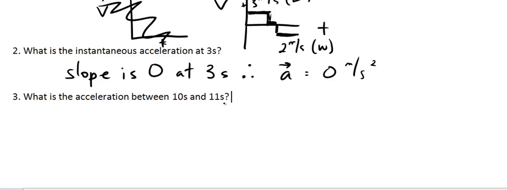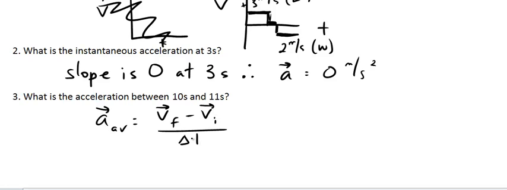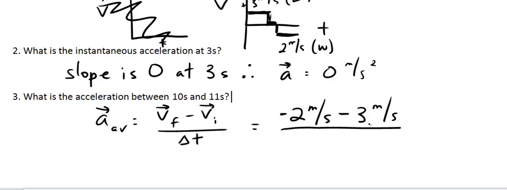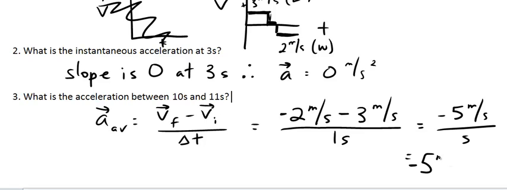The acceleration between 10 seconds and 11 seconds. Okay, this is the part where they turn around. So if we write down the formula for average acceleration, we know it's the final velocity minus the initial velocity over the change in time. So the final velocity is 2 meters per second west. I'm going to use positive and negative. I just find it a little bit easier to do the math with positive and negative. So that's the final velocity minus the initial velocity, which was positive 3 meters per second. And the time it takes to change velocity is 1 second. So we end up with negative 5 meters per second per second. Put another way, negative 5 meters per second squared.